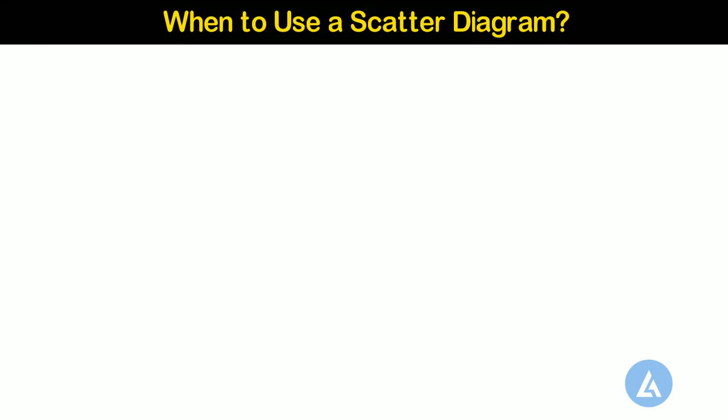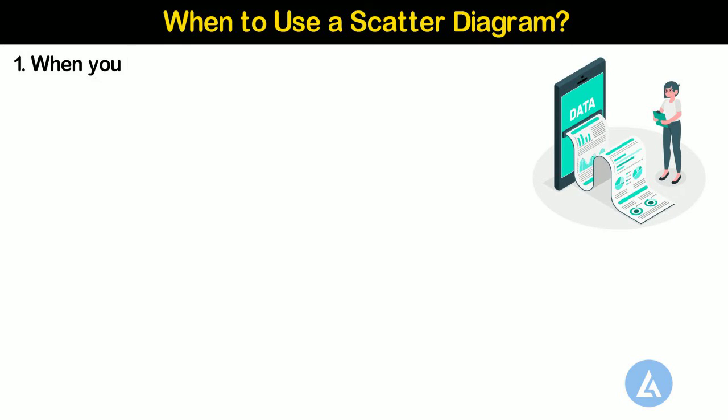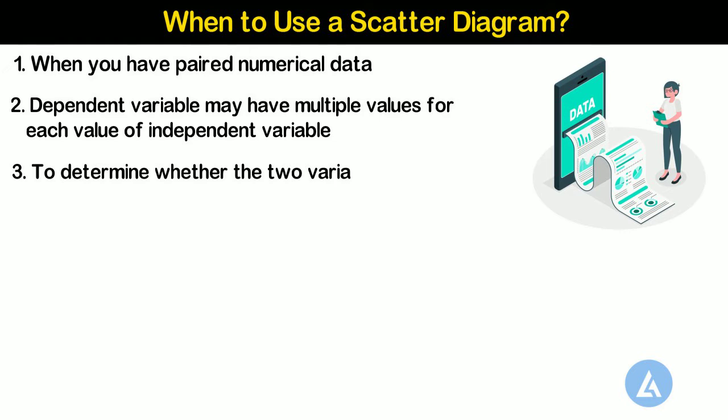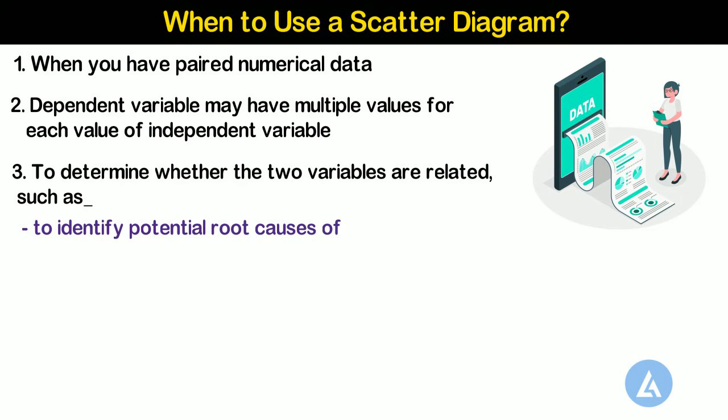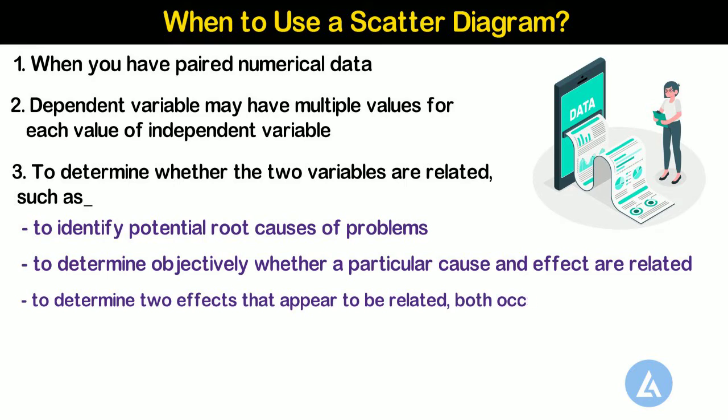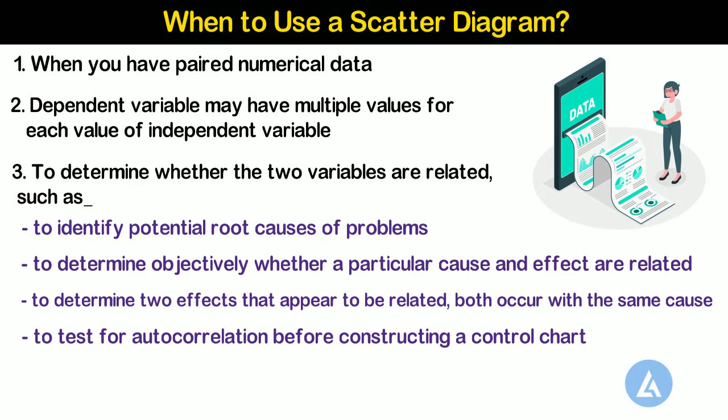The scatter diagram is used in the following conditions. 1. When you have paired numerical data. 2. When your dependent variable may have multiple values, for each value of your independent variable. 3. When trying to determine whether the two variables are related, such as when trying to identify potential root causes of problems. After brainstorming causes and effects using a fishbone diagram, to determine objectively whether a particular cause and effect are related. When determining whether two effects that appear to be related, both occur with the same cause, and when testing for autocorrelation before constructing a control chart.